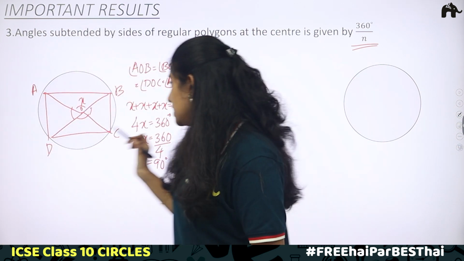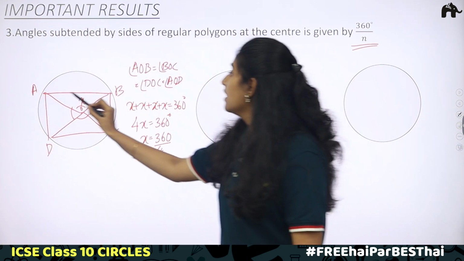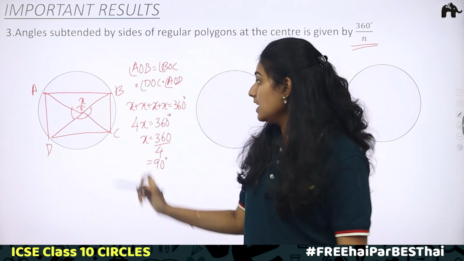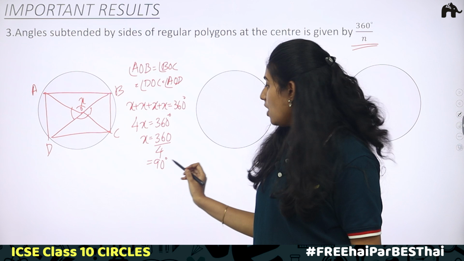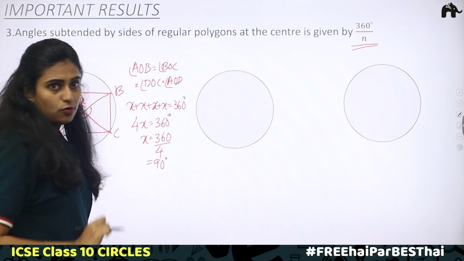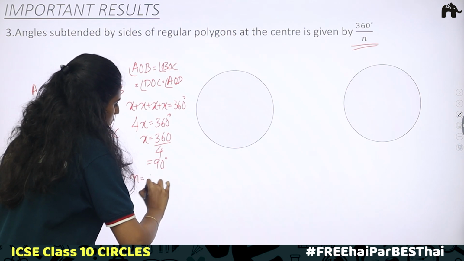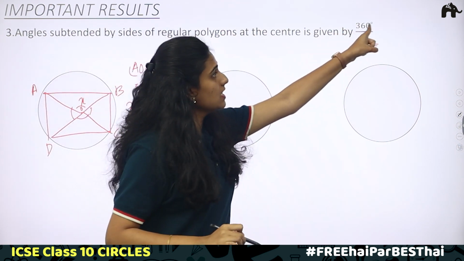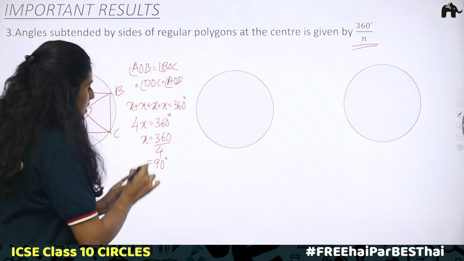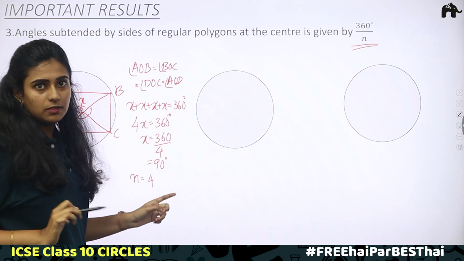Therefore, the angle subtended by the sides of a square, which is a 4-sided regular polygon, is equal to 90 degrees. Now, how do we get 90 degrees? 90 degrees is 360 divided by 4. Here, the n value is equal to 4. Okay. The formula is 360 degrees divided by n. The n value is equal to 4. Why 4? Because it is a 4-sided polygon.